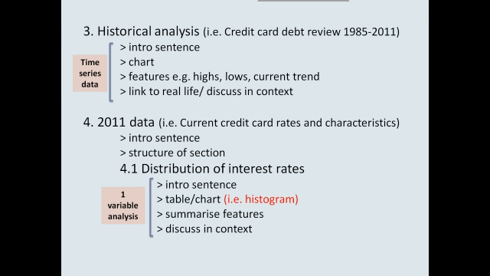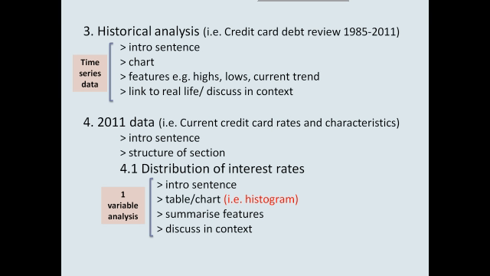You could then include a histogram to visually show the distribution of interest rates. Below, you would note the key features. Generally, a good summary of features will include things like the average, lowest value, highest value, and shape. It is also useful to note the modal class. The features then need to be put in context and linked to real life. A good concluding sentence for the subsection is to have a lead into the next subsection.